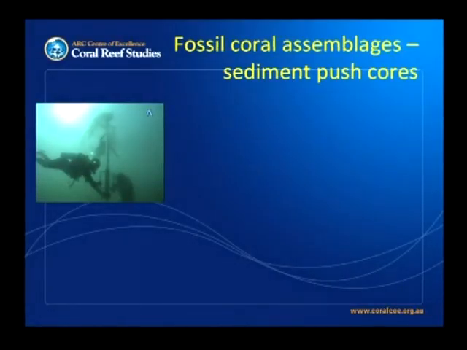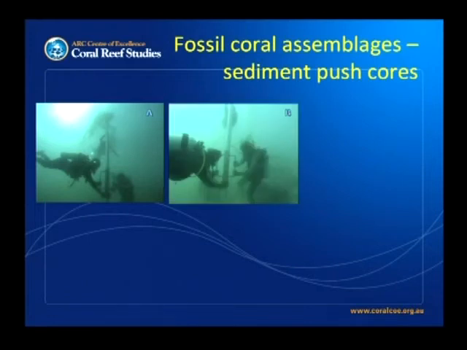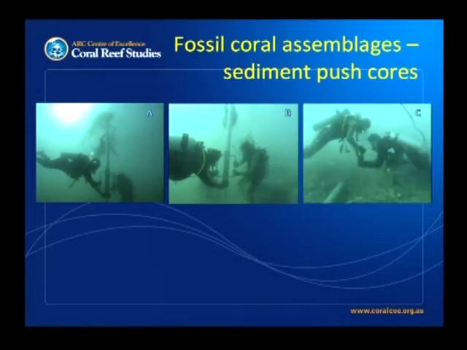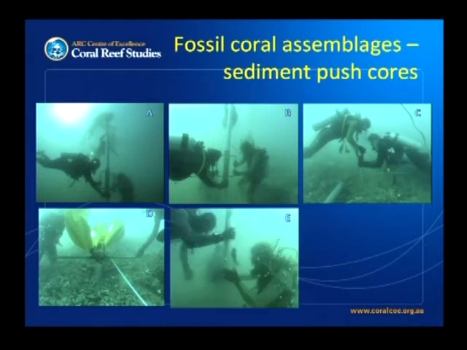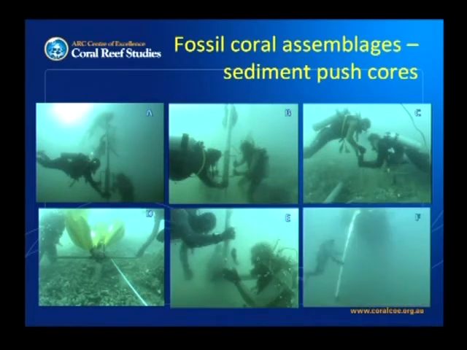We core through the reef sediment. This is how we do it. We bring a 5-meter aluminium core down to the seafloor. We get several divers to orient the core. We pound it in using two divers to pound the core through the sediment. When we're done with that, we cap the top of the core. We get some lift bags and some very strong people and basically extract the core out of the sediment, cap the bottom as soon as we can after it comes out, and then we send the core up to the boat, and we've got a record of the coral reef over a particular period of time.